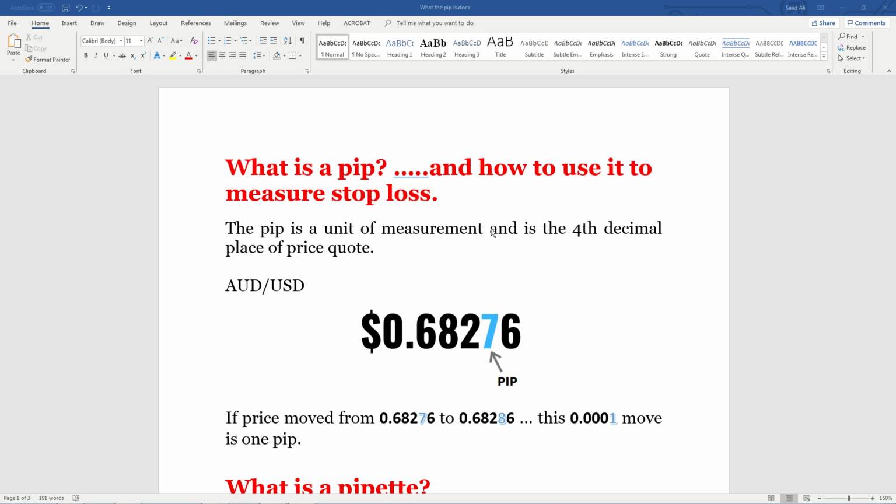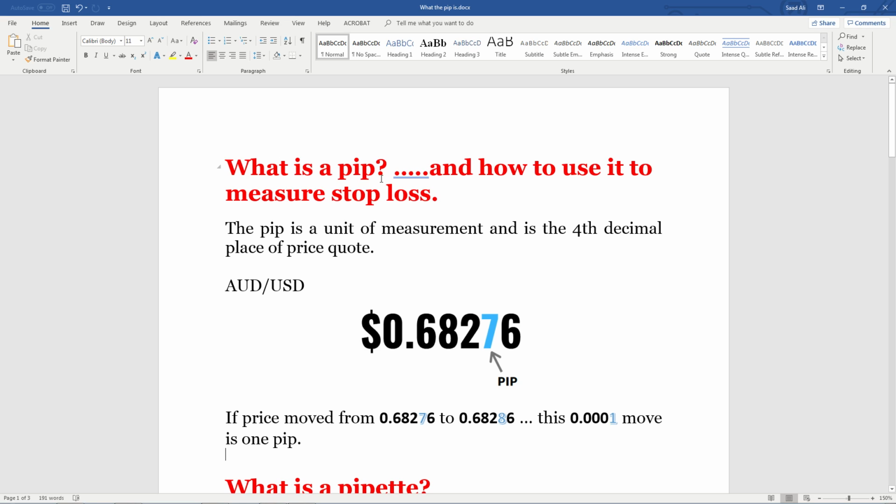So today, I'm going to teach you how to use pips and how to use them to measure your stop loss, because you need to know how to do this in order to execute the strategy that I will show you coming up soon. Okay, I'm going to provide you this little document that I created, so you can download it and print it out and have it as a reference.